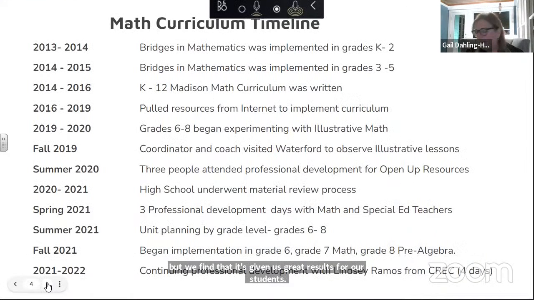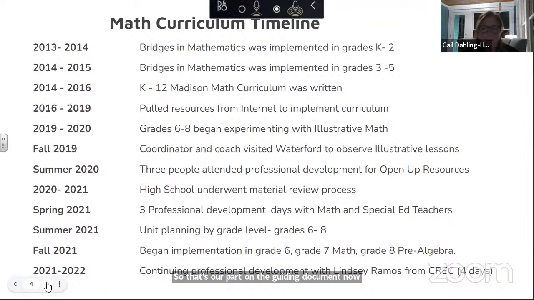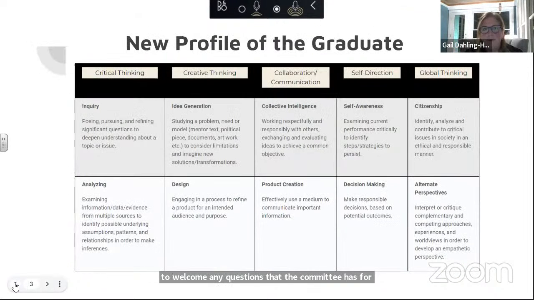So that's our part on the guiding document, and I'd love to welcome any questions that the committee has for myself or anybody on the team before we go on to our curriculum writing process.